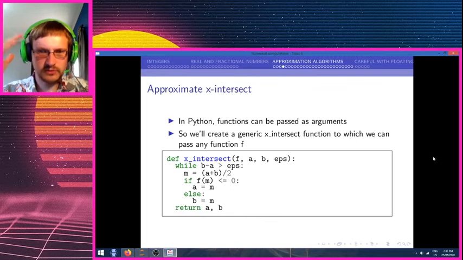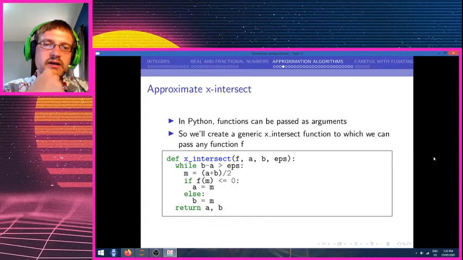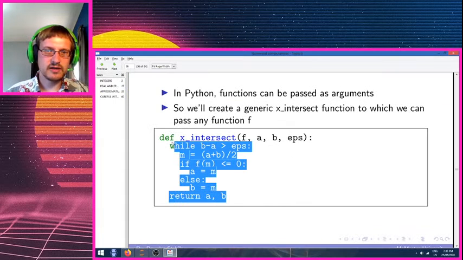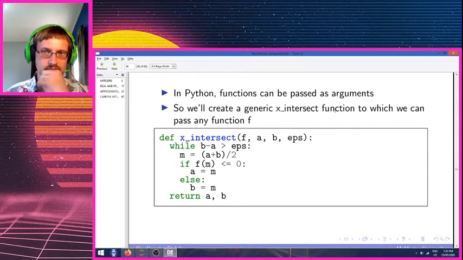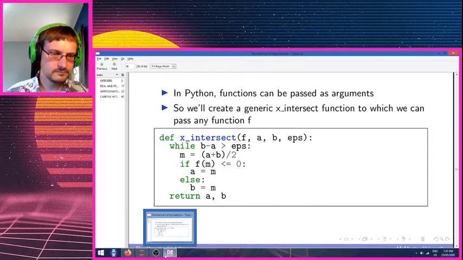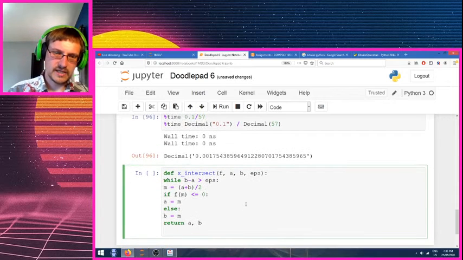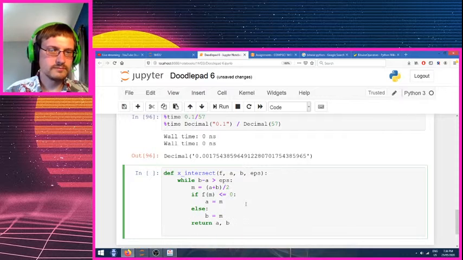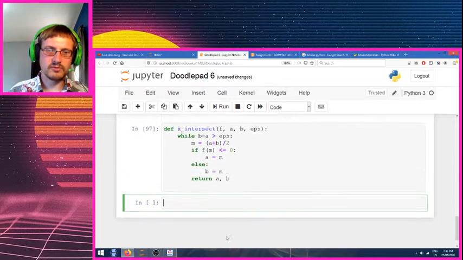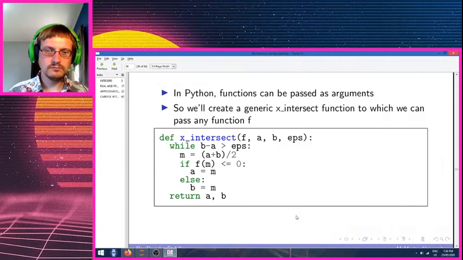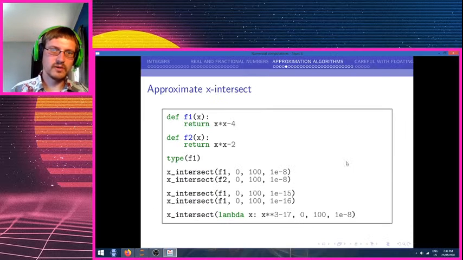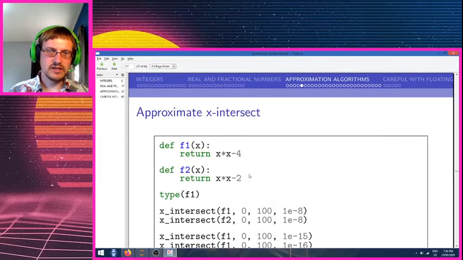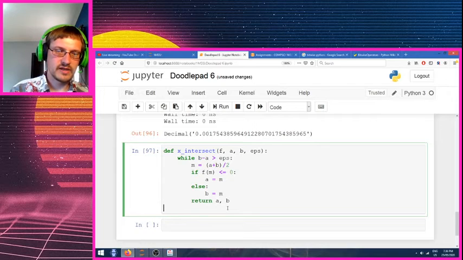Anyway, we need to get through this. In Python, functions can be passed as arguments, so let's create a generic x-intercept function so that we can do this. Let's define a few functions which we're going to test for the x-intercept of. We will call them f1 and f2.